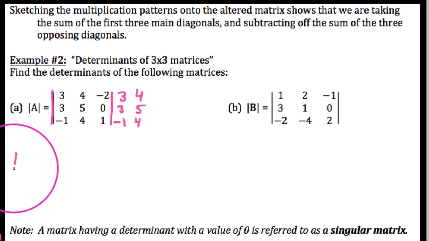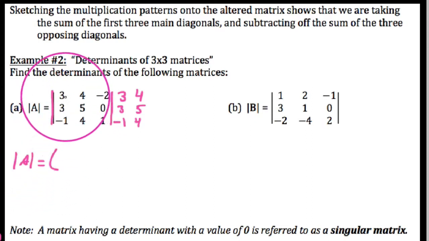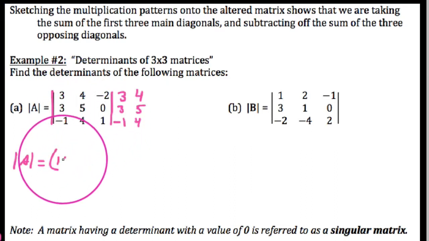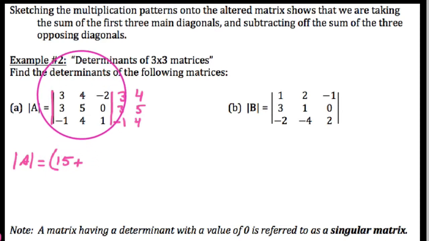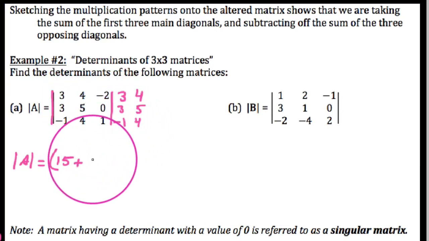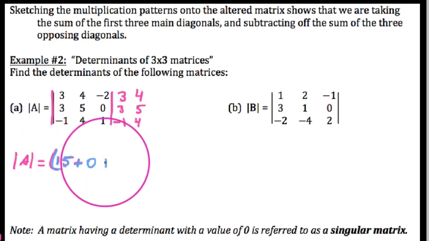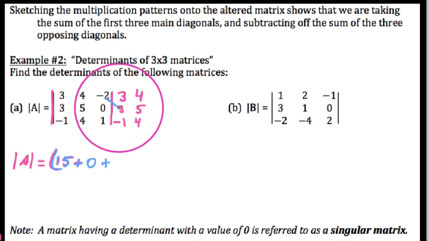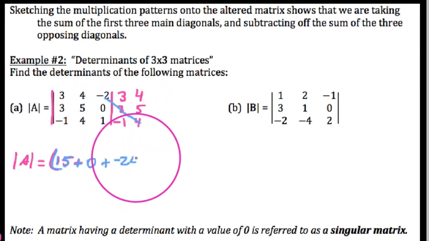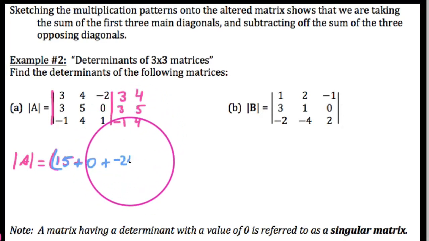When we carry this out the first time, we say the determinant of A. Might not be so bad to show our work here. We get 3 times 5 times 1, which is going to be 15. So we get 15 plus. Now we'll do the next main diagonal, 4 times 0 times negative 1, which is just going to be 0. Plus now we'll do the last main diagonal, negative 2 times 3, which is negative 6, times a positive 4 is a negative 24.